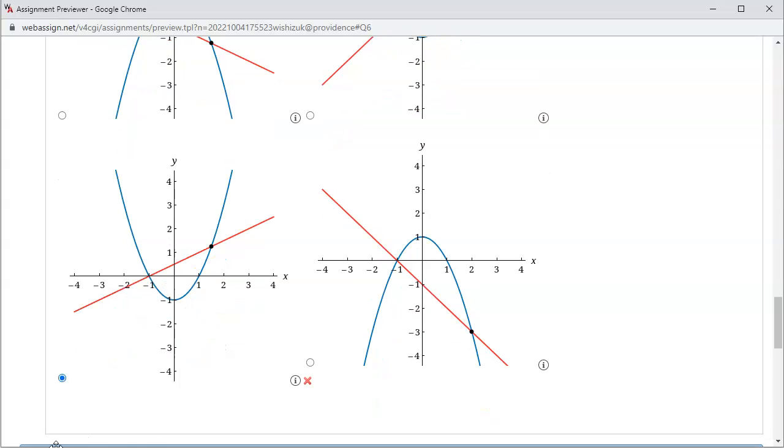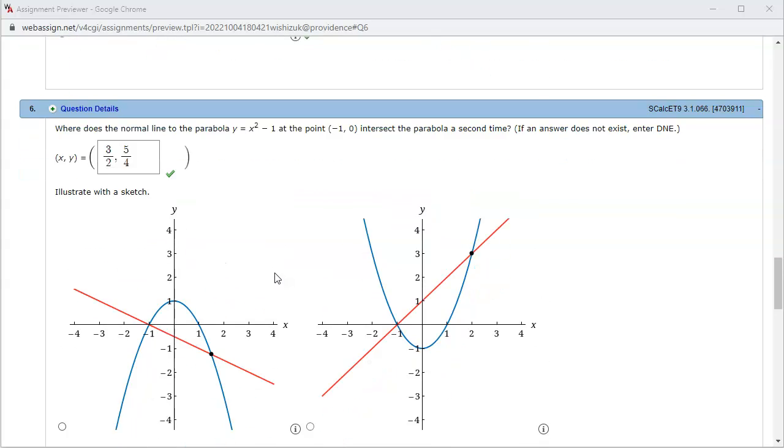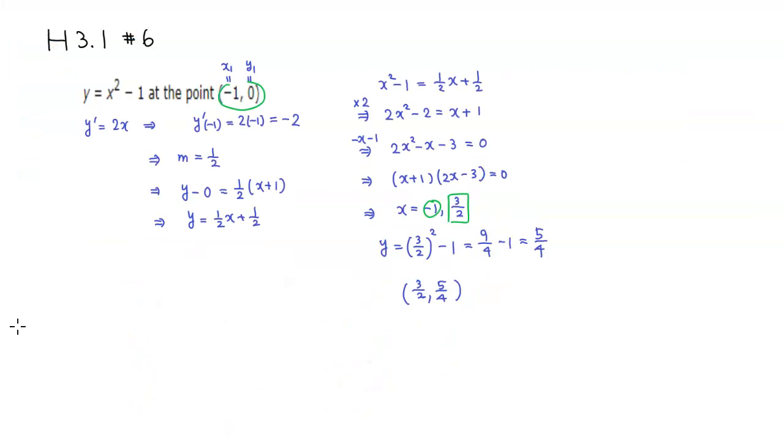Let's check the answer. It came back and looks like we have the correct picture as well. That's it. I hope that this was clear.